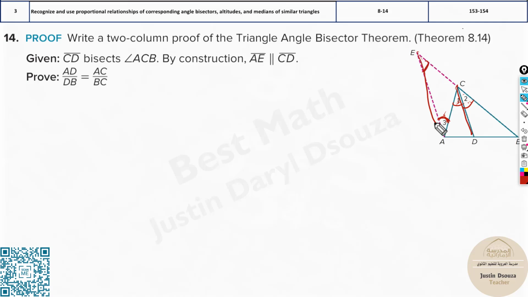Now in this triangle extended, if the two base angles are equal, then this is an isosceles triangle. This side is equal to this side. Oh yeah, we can easily prove it then. Yeah, we can do it. So let's start one by one.